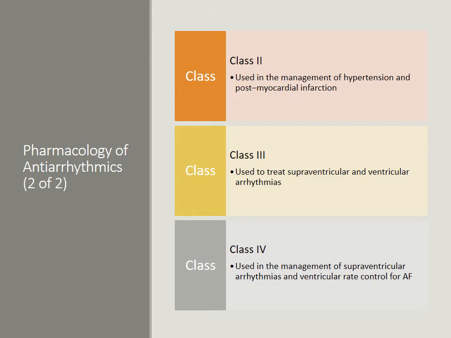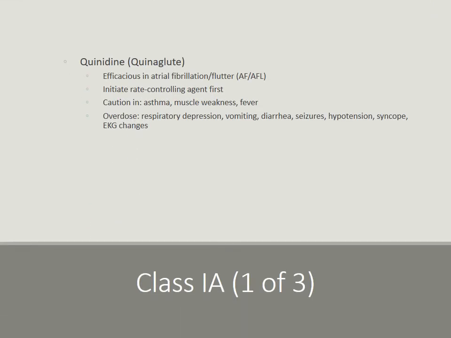Class 4 agents are calcium channel blockers. They're used in the management of supraventricular arrhythmias and ventricular rate control for atrial fibrillation. Other antiarrhythmic agents include adenosine, which is used to convert supraventricular tachycardia, or SVT, into a sinus rhythm. So let's start with Class 1.